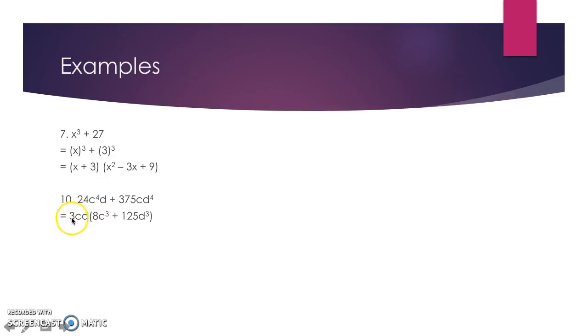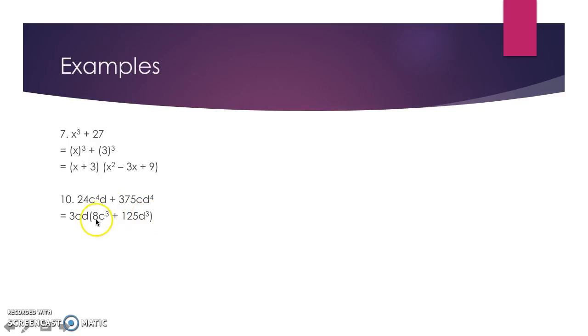So 24 divided by 3 equals 8. C to the 4th divided by c, well, 4 minus 1 equals 3. And d cancel each other out. Next, I have 375 divided by 3 equals 125. And then c divided by c cancels out. And d to the 4th divided by d, well, we're left with d to the third power.